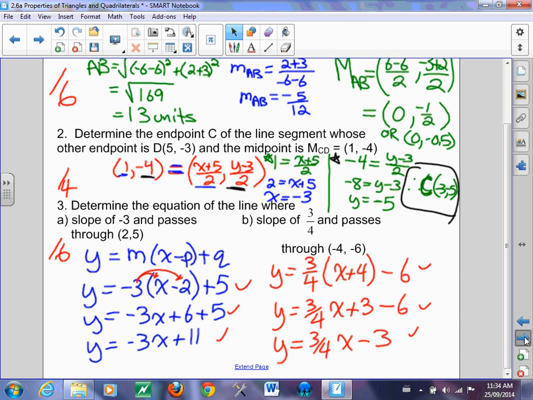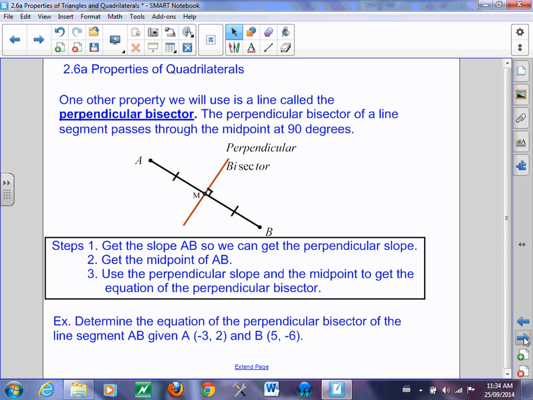Okay, now we're going to get into today's lesson, period 2.6a, properties of quadrilaterals. So we're going to learn something new today, and that's called a perpendicular bisector. So this is used in surveying a lot, and in architecture a lot. And you think about the word perpendicular bisector. Perpendicular means 90 degrees. And bisector, to bisect something means you need the midpoint.